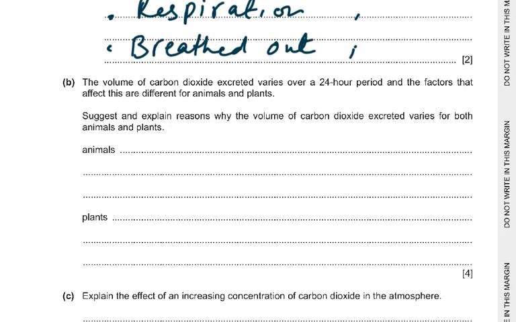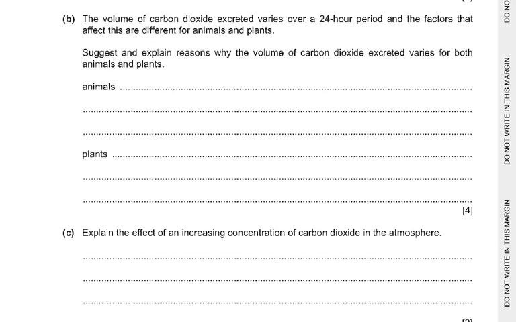Now coming to the B part of the question. The volume of carbon dioxide excreted varies over a 24-hour period and the factors that affect there are different for animals and plants. Suggest and explain reasons why the volume of carbon dioxide excreted varies for both animals and plants. Now, in animals' activities, like for instance, when you're exercising, you'll have more carbon dioxide as more respiration at some time when you're doing more exercise. In plants, respiration is constant, but during the daylight, there's more photosynthesis, so carbon dioxide is used for photosynthesis.